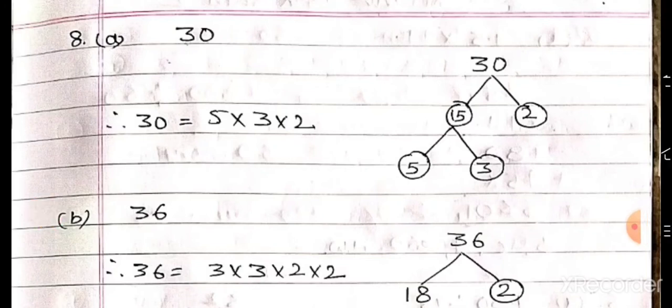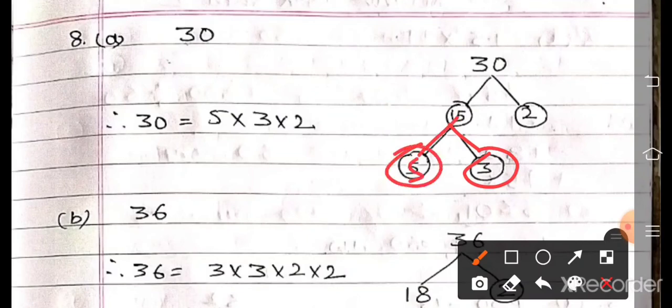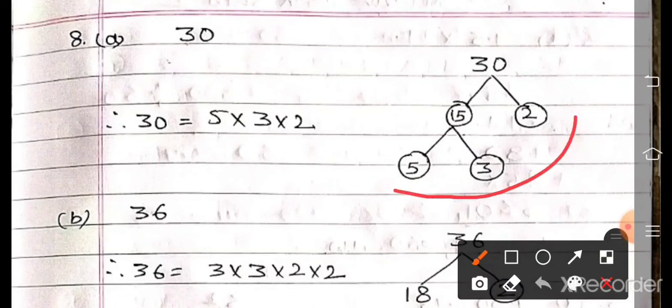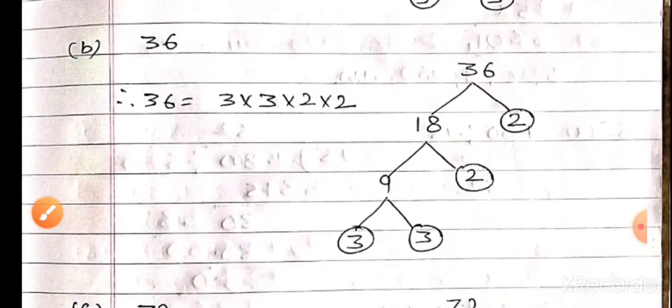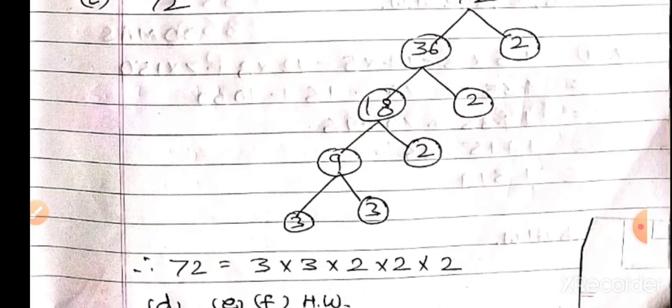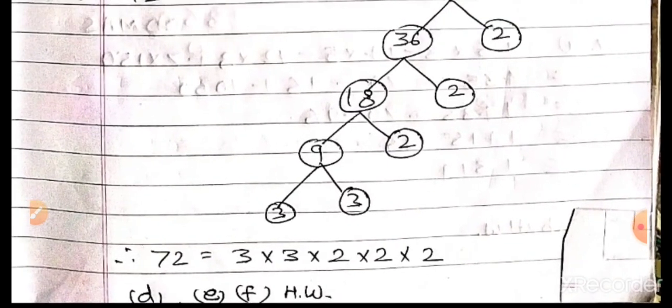So this is a factor tree. 30: first divide by 2. The answer is 15. Then 15 divide by 3. Here 5. So 30 equals 5 multiply 3 multiply 2. So like this we have to do these parts also: 36, 72. Now D, E, F is your homework.